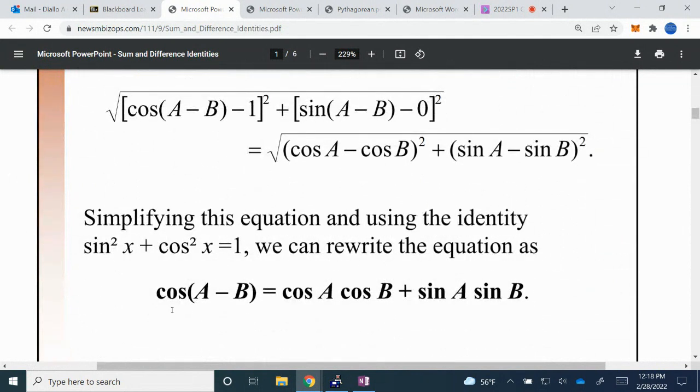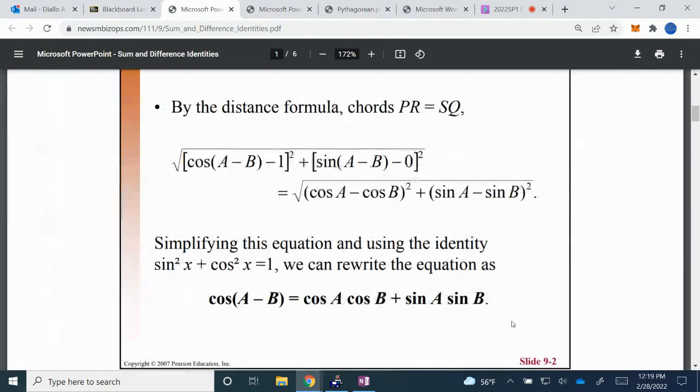Once the square root is removed and it's solved for the cosine of A minus B, out pops the identity. This says that the difference of cosine, the cosine of A minus B, is equal to the cosine of A times the cosine of B plus the sine of A times the sine of B.